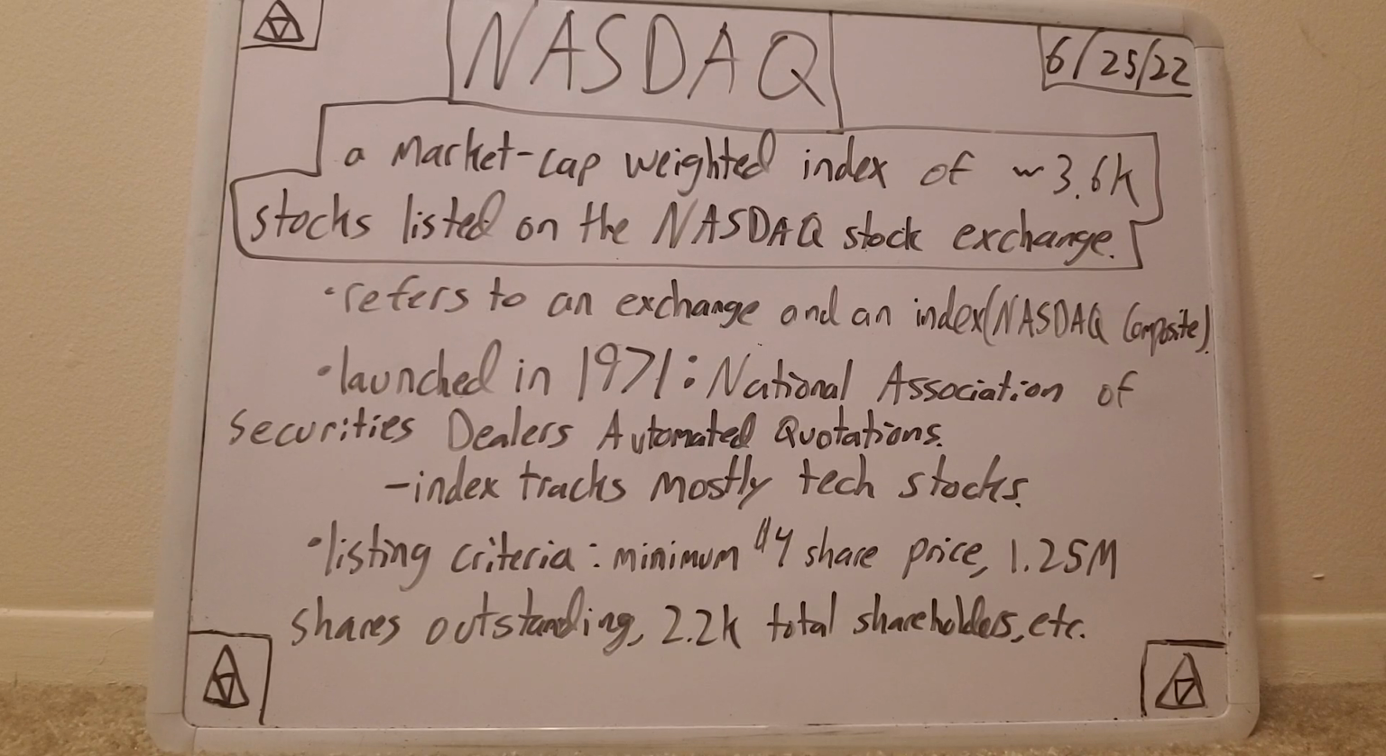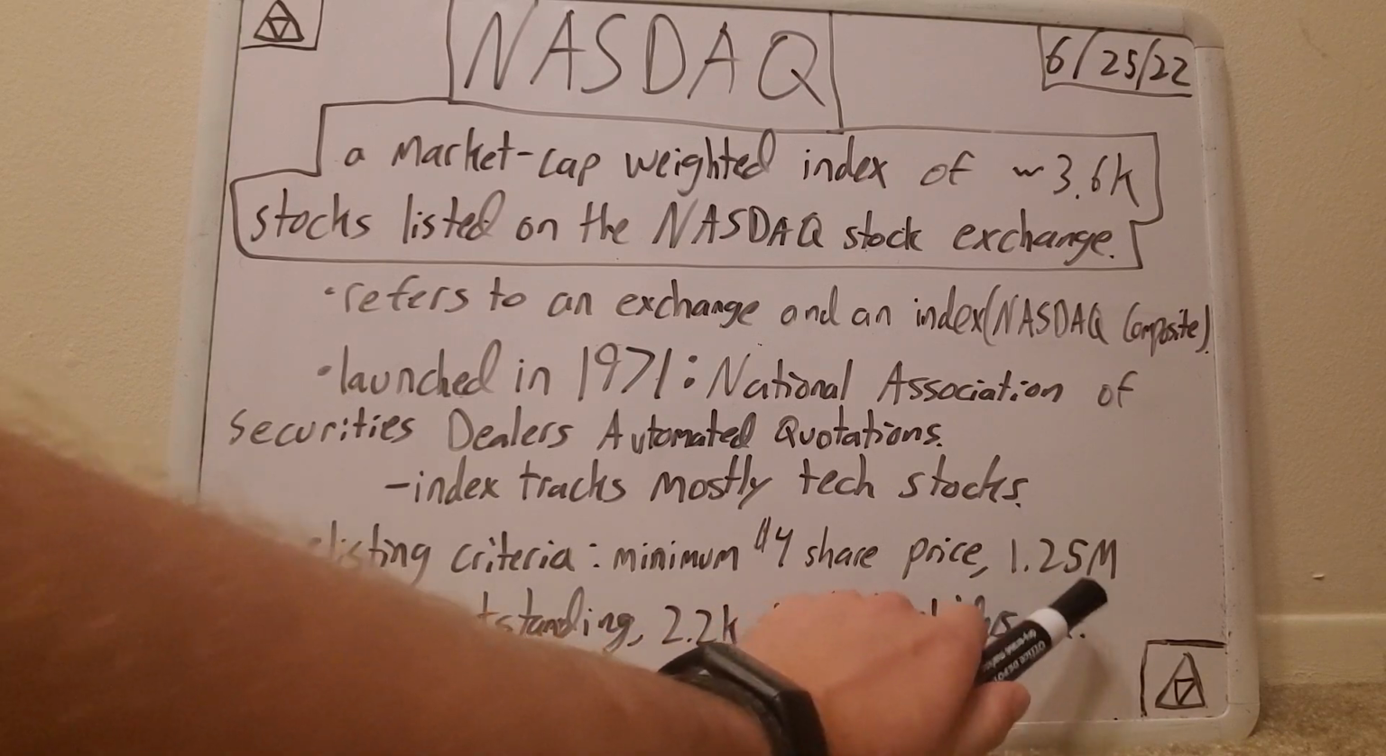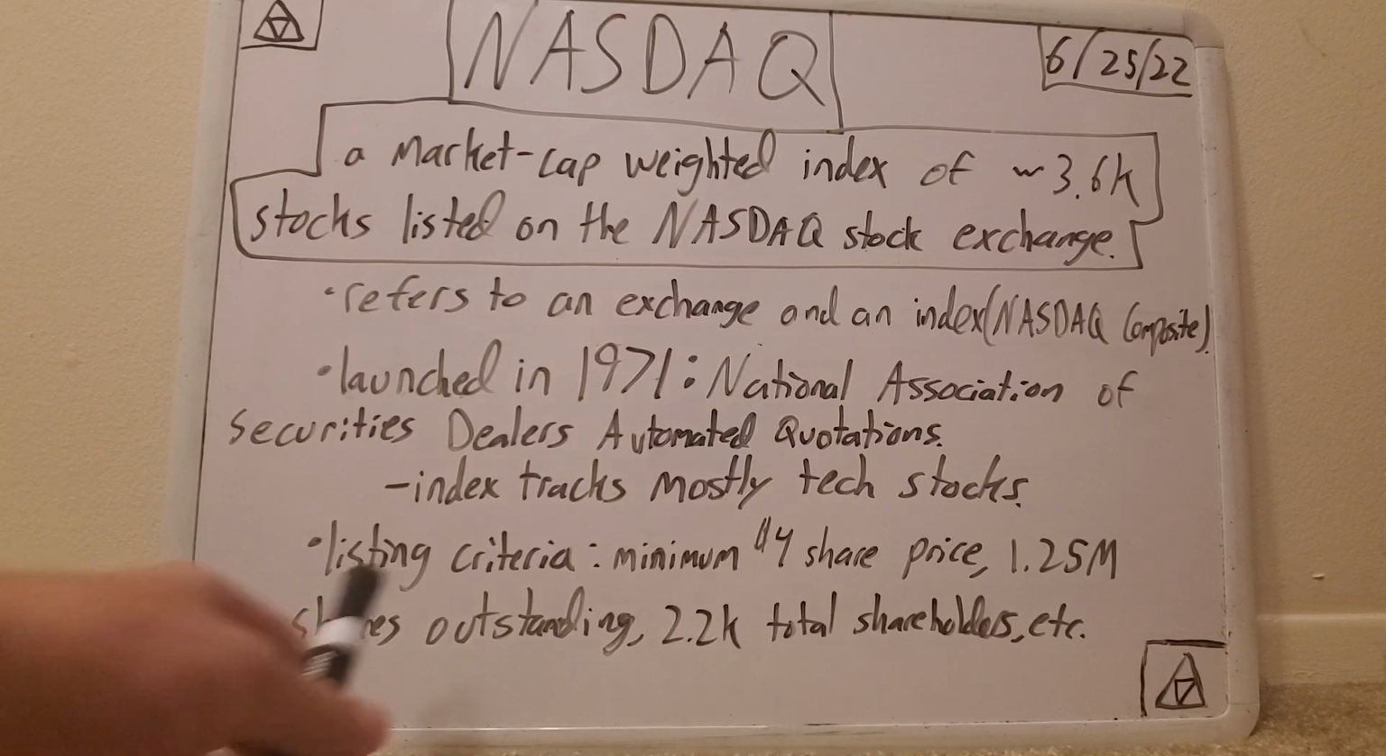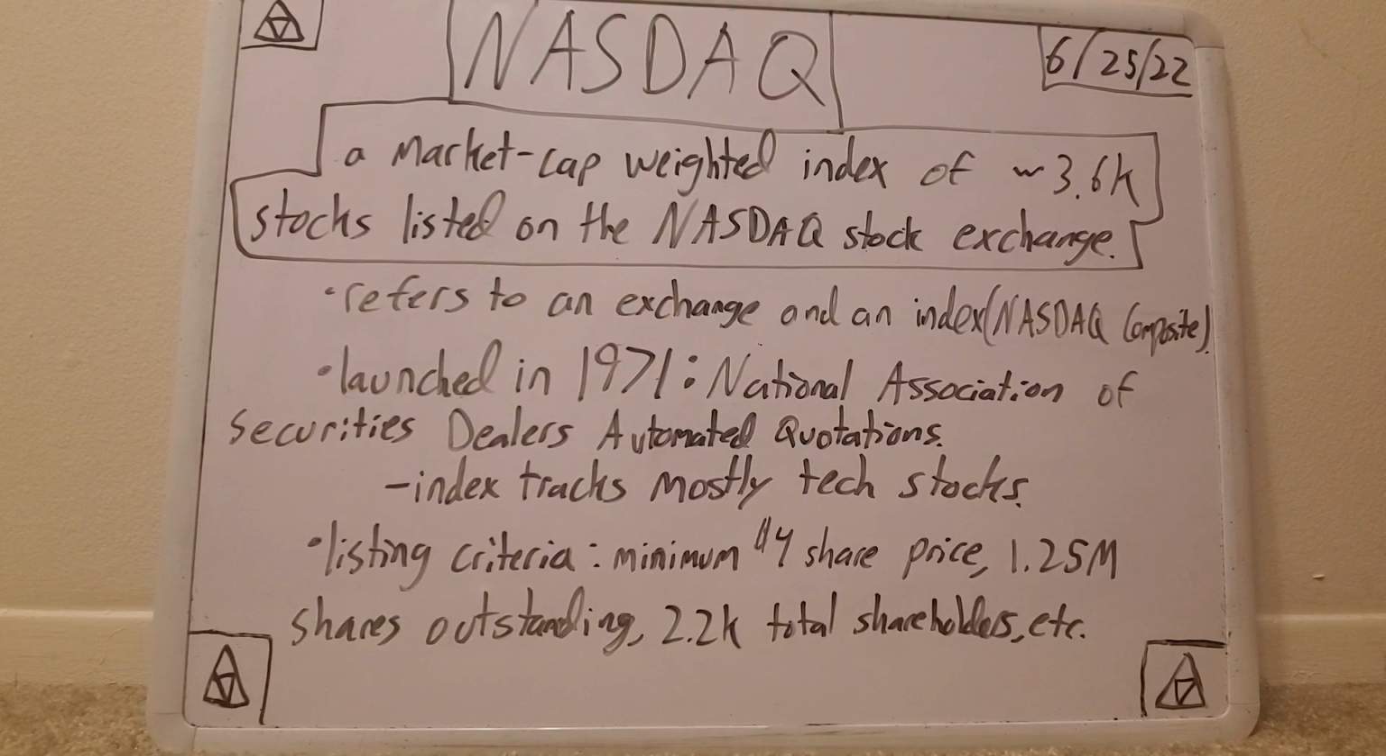And then if a company is on the NASDAQ and they fall below one of these criteria, say they have only 1.1 million shares outstanding instead of that 1.25, they won't necessarily get delisted if their other metrics are good. So if they have a high share price and a higher total shareholders, then they could still be listed on the NASDAQ with a lower amount of shares outstanding. It's kind of on a case-by-case basis if a company gets delisted. But these are the general criteria to either get on the exchange or to stay listed on the exchange.